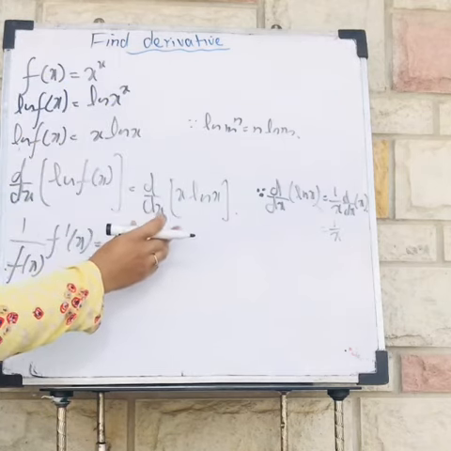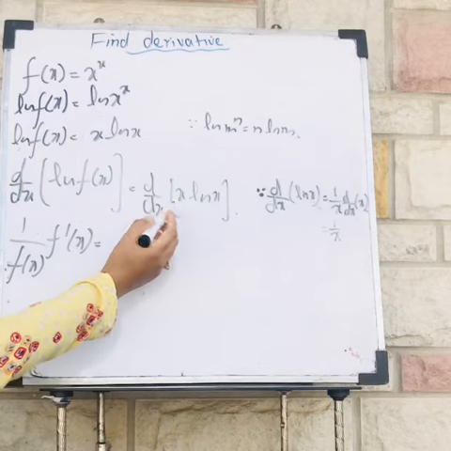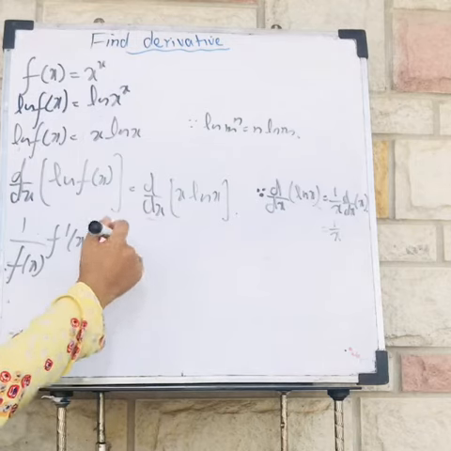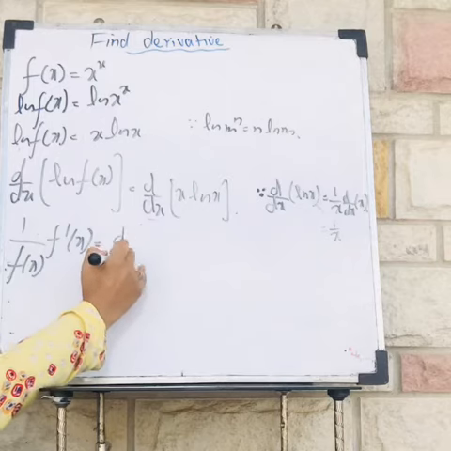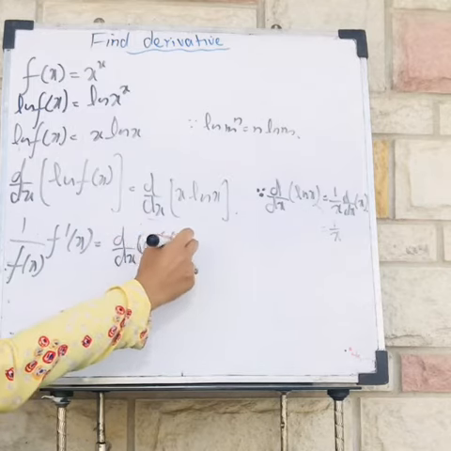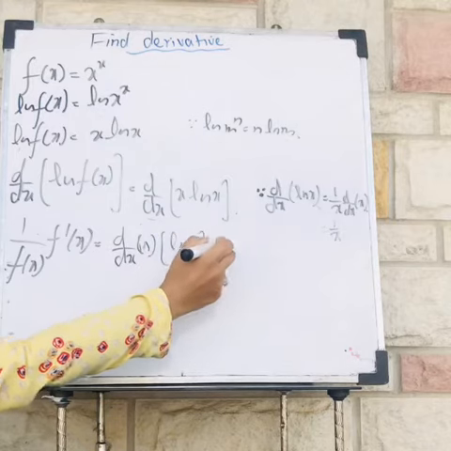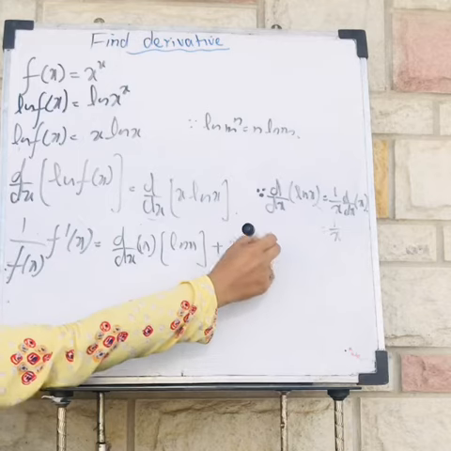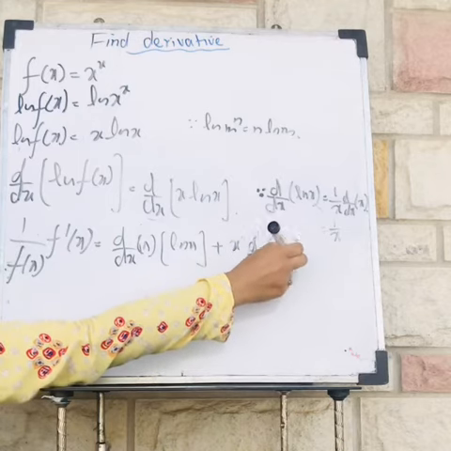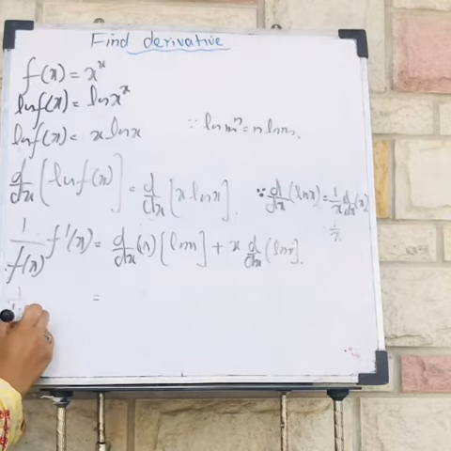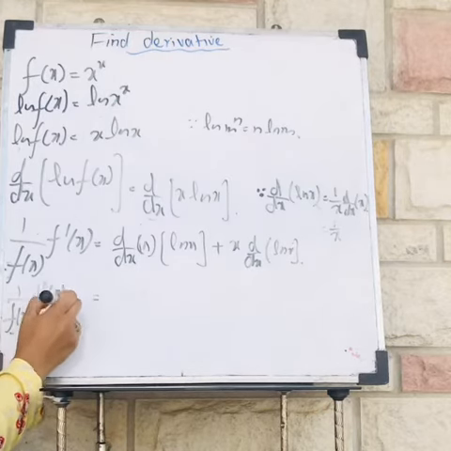Here I have to apply the product rule. My first function is x. First I want to take the derivative of x, d/dx of x, times ln x, plus x times d/dx of ln x. One more step, 1 divided by f(x), f'(x).